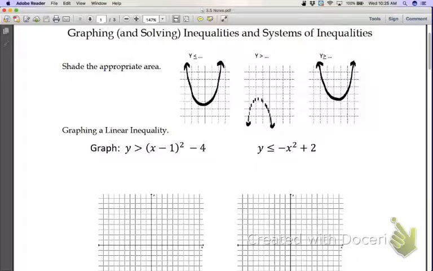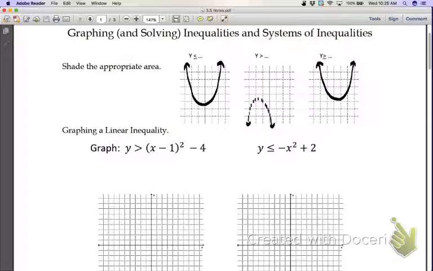So anytime we are graphing and solving inequalities or a system of inequalities, you do it the same way we did when everything was linear. All right, so if I'm going to graph y is greater than (x minus 1) quantity squared minus 4, it's in vertex form, so I'm going to graph it just like I normally would.